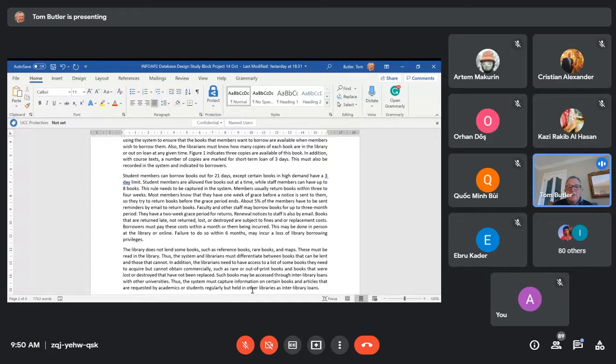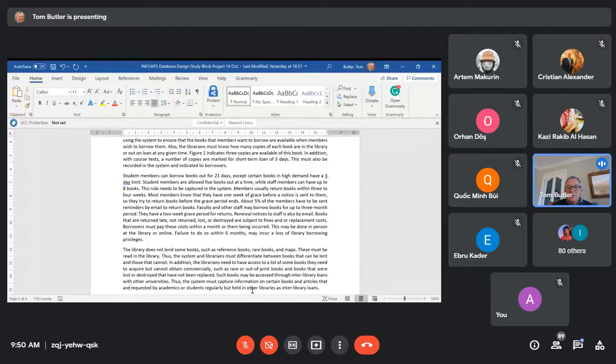About 5% of the members have to be sent reminders, and that's not going to be captured by the system, unless you want to note that a reminder was sent. So again, that goes into the borrowing details, book reminder, okay? Faculty and other staff may borrow books for up to a 3-month period, so they have a different constraint. And again, that needs to be captured by the system, and they have a 2-week grace for returns.